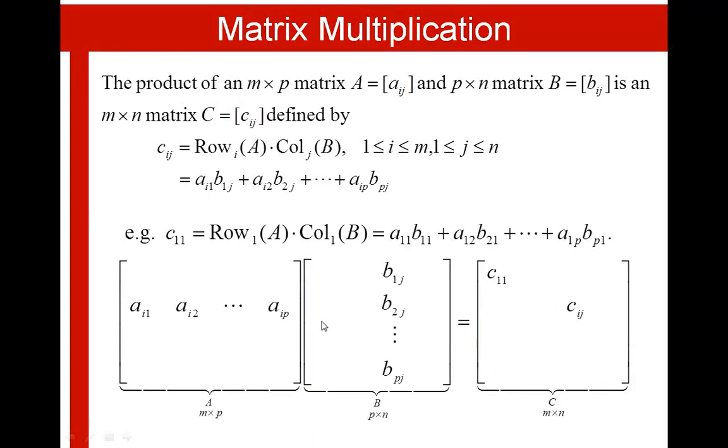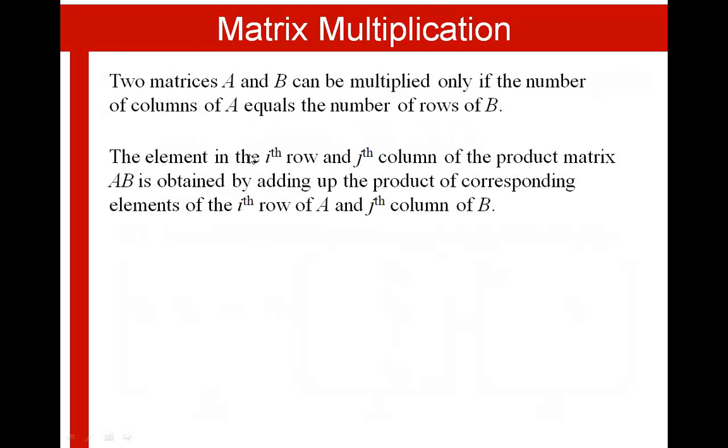Okay, in other words, this is the column and row representation of the multiplication. How do we do that? We take this row, multiply it by this column to obtain the various values of the C's. To summarize, the rule is two matrices A and B can be multiplied if the number of columns of A, which is the left matrix, is equal to the number of rows of B, which is the right matrix. The element in the ith row and the jth column of the product matrix AB is obtained by adding up the products of corresponding elements of the ith row of A and the jth column of B.